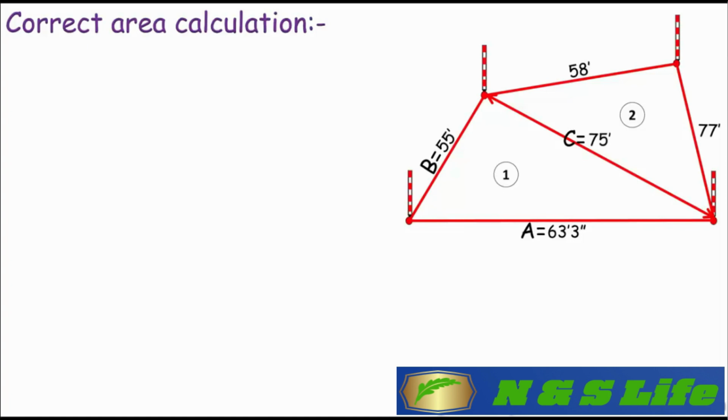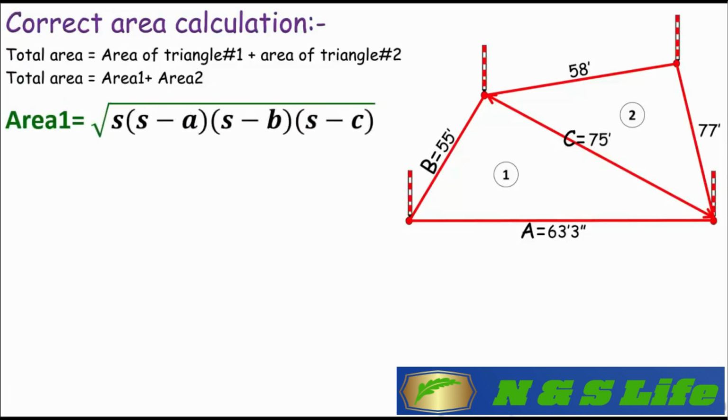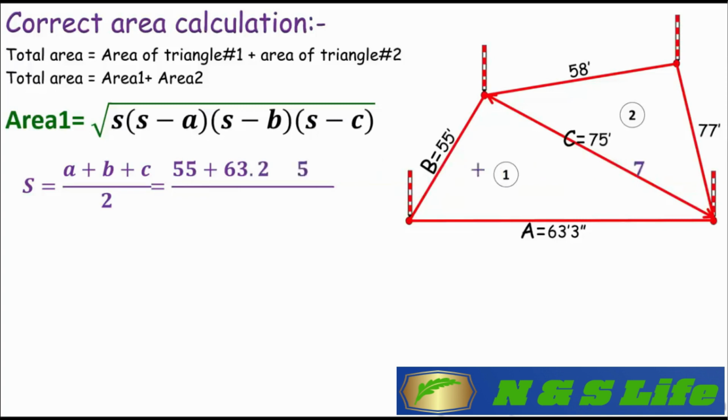I'm sure this will take enough time, but I'm also sure this calculation is the correct calculation. The best way over here is to use the Heron formula for each triangle. Let me determine the area of triangle 1. In triangle 1, all sides are known, so I can calculate the semi-perimeter of the triangle, like S equals the summation of all sides divided by 2. Or you can say S equals 55 plus 63.25 plus 75, divided by 2.